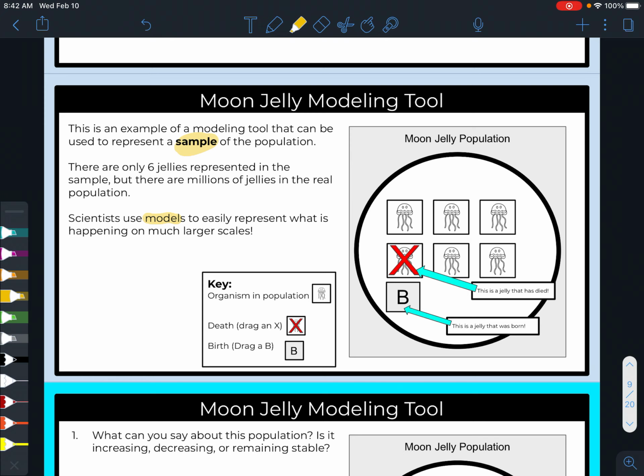There's a couple of things I want to point out that are going to be necessary for you to use this tool. The first thing over here is the key. This key tells us that an organism in the population is represented by a square with a jelly inside of it. Whenever a jelly dies, we have a death, and that's represented by that red X. Whenever there's a birth in the population, that's represented by the gray box with a B inside of it. A couple of things I want you to notice. The X's are always drawn over the existing jellies, and the B's representing births are added in underneath.